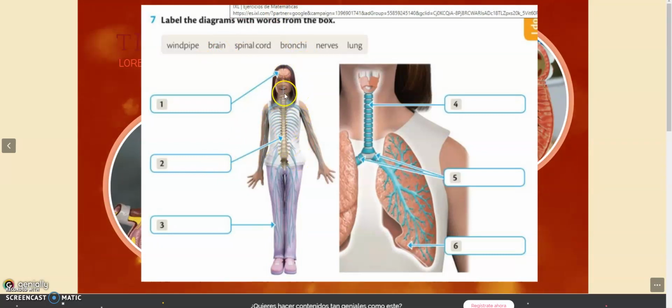Number 2, this is the spinal cord. Yes, that's right. And this one, what is it? The nerves. Son los nervios, ¿verdad? Yes, these are the nerves. Number 4, the windpipe. Number 5, we have 2 bronchi. And finally, these are the lungs, okay?